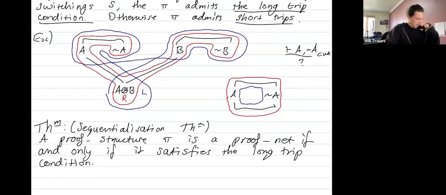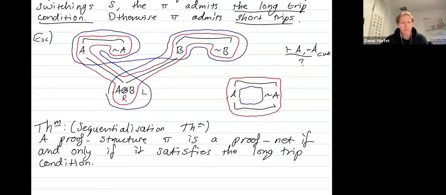Well, doesn't the reasoning go the other way around? Well, I mean, that's part of the proof. You could say that's only proving that the image of this map, this translation, belongs to those satisfying the long trip condition. It's one way, right? Saying proof nets satisfy the long trip condition.